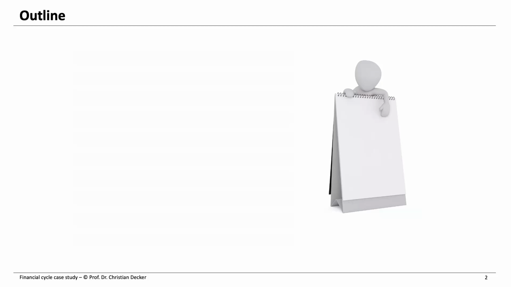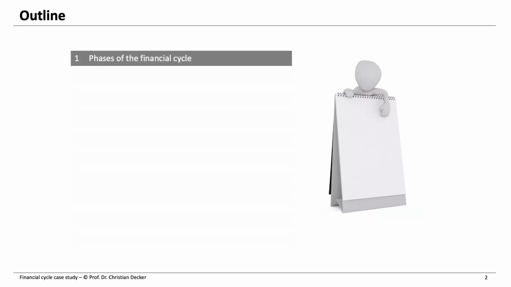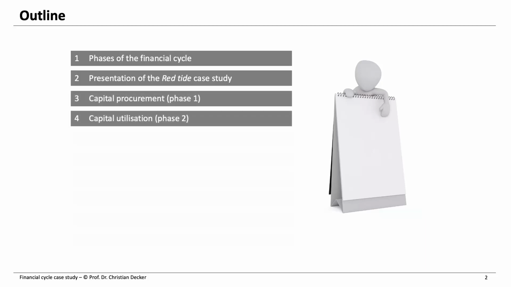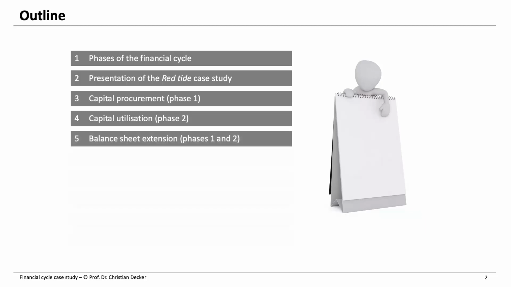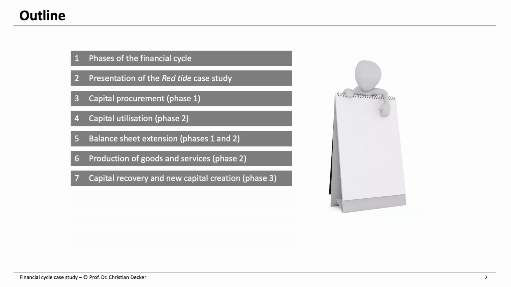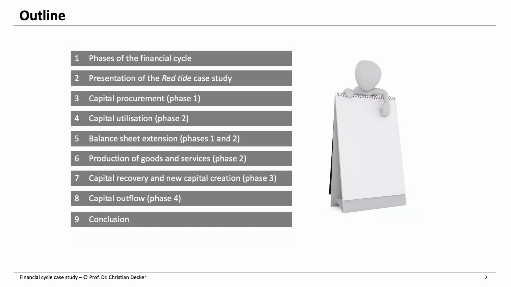The following topics will be addressed: phases of the financial cycle, presentation of the Red Tide case study, capital procurement phase 1, capital utilization phase 2, balance sheet extension phases 1 and 2, production of goods and services phase 2, capital recovery and new capital creation phase 3, capital outflow phase 4. The video tutorial will be concluded by a conclusion and an imprint.